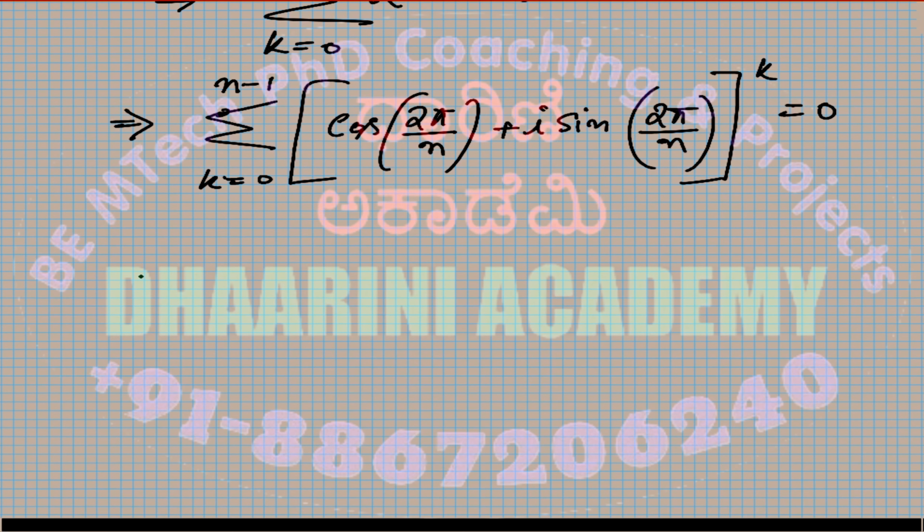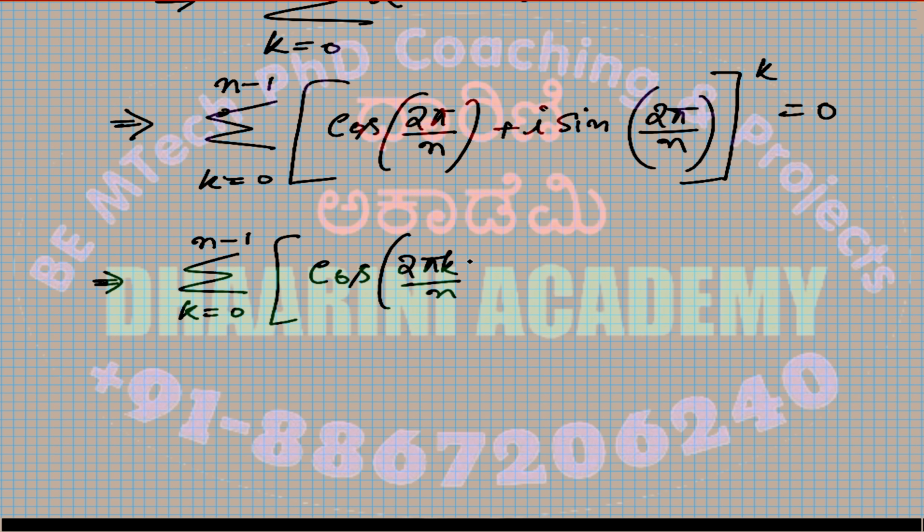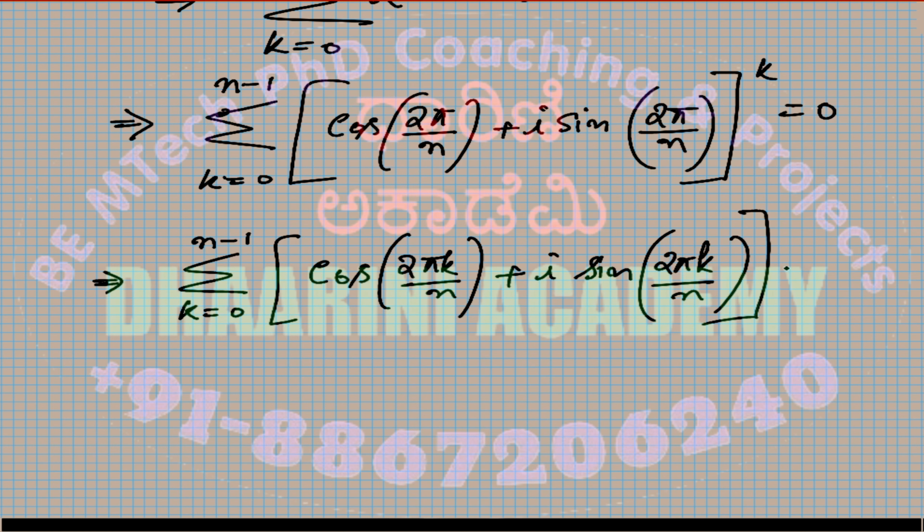Right? Now this means definitely I can bring the k back. So summation k is equal to 0 till n minus 1 of cos 2 pi k by n plus I times sine of 2 pi k by n. This is equal to 0. All right. So now you see the summation. If you have a bracket, you can bring the summation inside the bracket. And if you have a plus in the middle, you can actually split the summation into two parts.